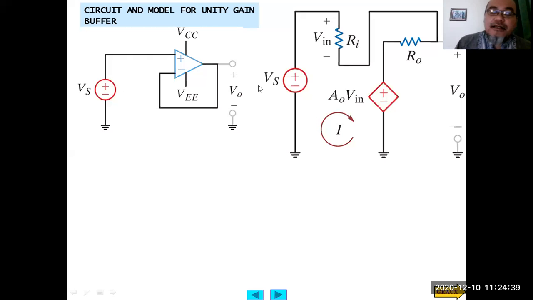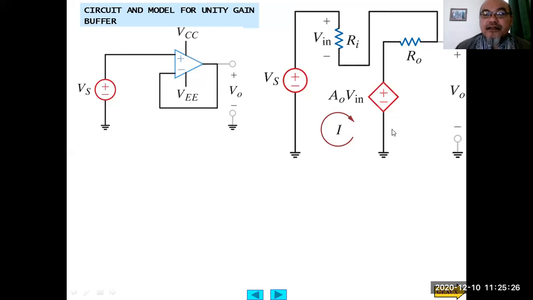So we use the linear circuit model, as we learned in the previous slide. The Vs is the driving circuit connected to the internal input impedance or input resistance Ri of the op-amp. The negative terminal is connected to the output. And inside the op-amp itself, there is a voltage-dependent voltage source with a gain of AO times Vin, connected to an output impedance or output resistance RO.